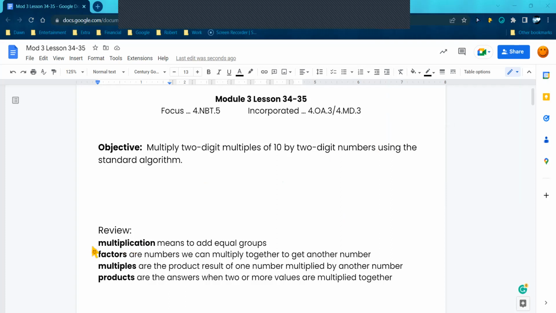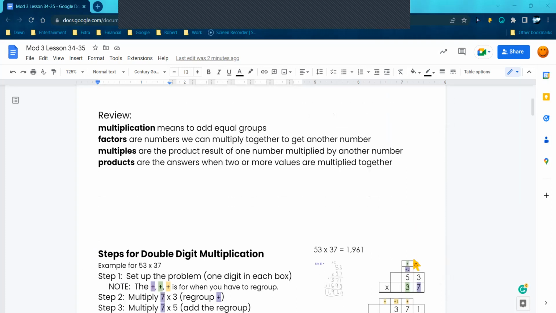Here are our vocabulary words. We have multiplication, factors, multiples, and products. If you need to study these, go ahead and pause the video. If not, let's keep moving on.